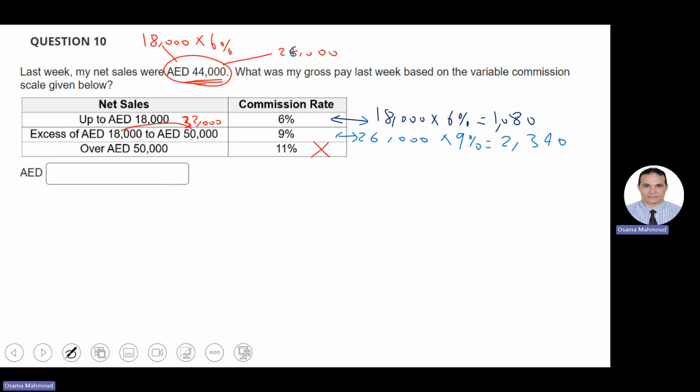Now, if you would like to know the total, you just add these together, right? So you have in total 3,420. The main point here is to show you the question about the gross pay or the scale of the commission. You have no formula in the formula sheet. But the questions about net price, list price, net equivalent rate, single discount rate are in the formula sheet. But you have to know what complement means. Complement means 100 minus the percentage you have. Okay.